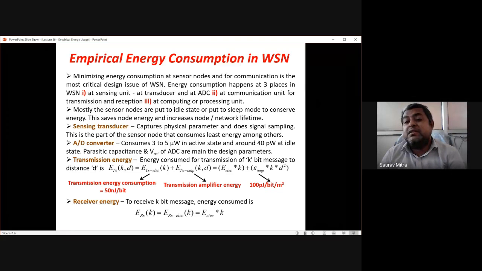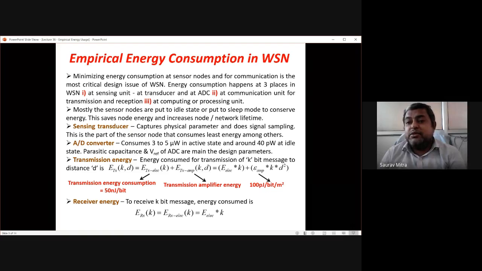Sampling is done because this is the first step of digitization. Whatever data is sensed by the sensor is analog data. Now this data has to be converted to digital, because whatever microcontroller is there inside the node can only process digital signals. So analog sensed data has to be converted to digital, and sampling is required as the first step to digitization. So whatever power the sensing transducer consumes is the least among the three main units of power consumption, that is sensing, processing and communication.